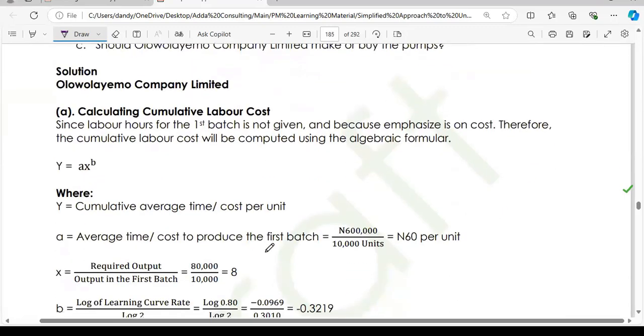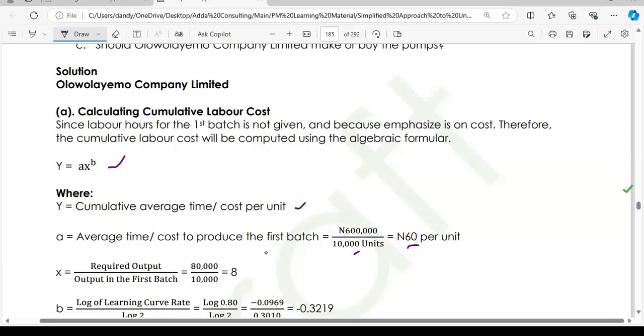Again, since labor hours for the first batch are not given, and because the emphasis is on cost, the cumulative labor cost will be computed using the algebraic formula, just as you have it here. Y is equal to the cumulative average cost per unit. A is the average cost to produce the first batch. To get that, 600,000 divided by 10,000 units is 60 naira per unit.